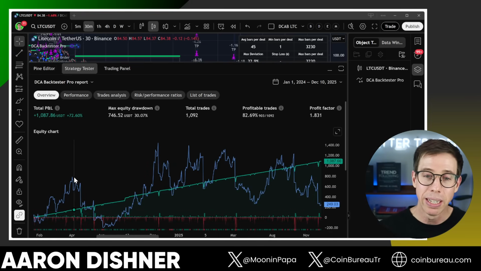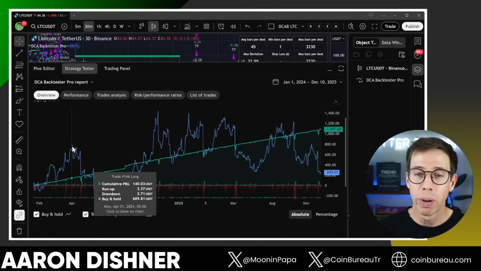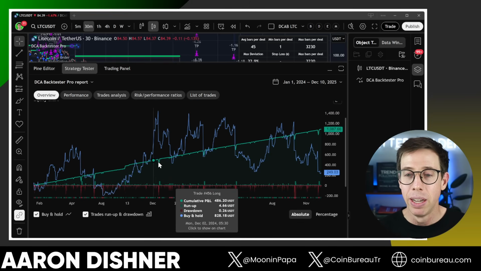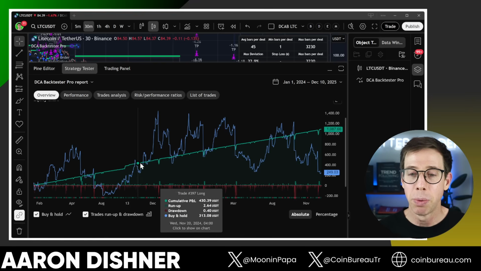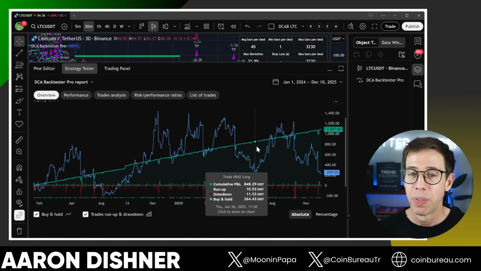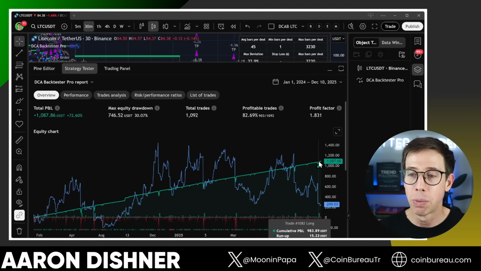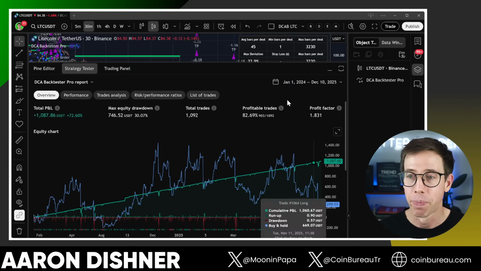So despite the price action of Litecoin going crazy up and crazy down, the reality is that a DCA strategy, which is this green line right here, this is showing you how profitable this bot is, which is nuts. Again, bullish conditions or bearish conditions, that's a good DCA bot.